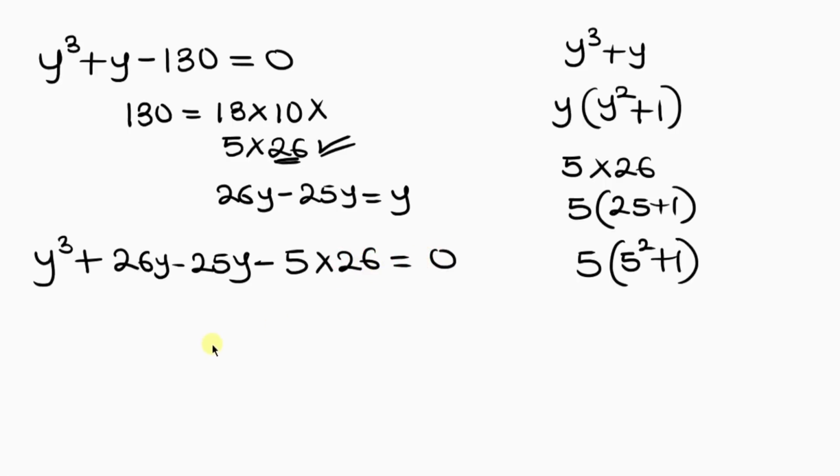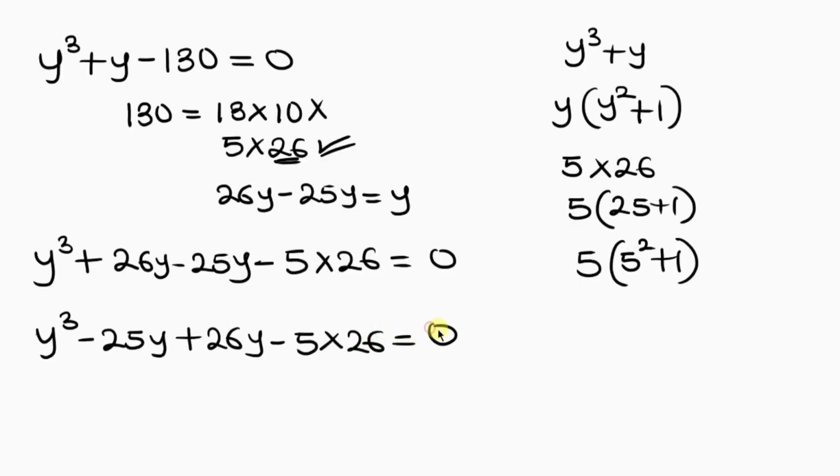Now, our next step will be for us to pair together. I'm going to be pairing this to this. So I write y cubed, then write minus 25y. Then this is plus 26y, so plus 26y. And then write minus 5 times 26. Very good. And this is equal to 0.